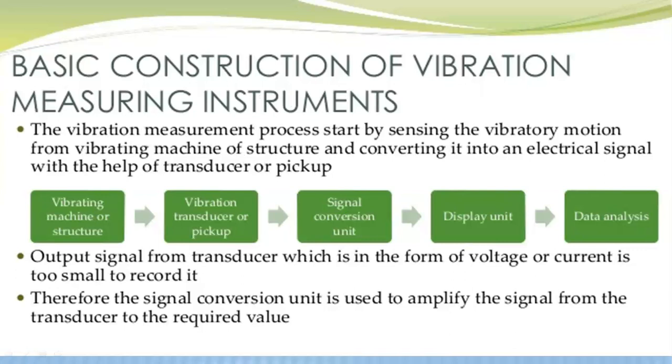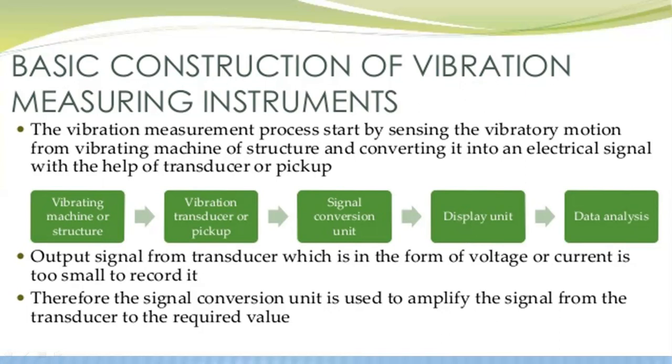So in the vibration measurement process, the sensing device is placed in the vibration measuring instrument. That sensing element is used to sense the vibrating motions and vibrating forces, and to give the electrical signals of this vibrating machine.